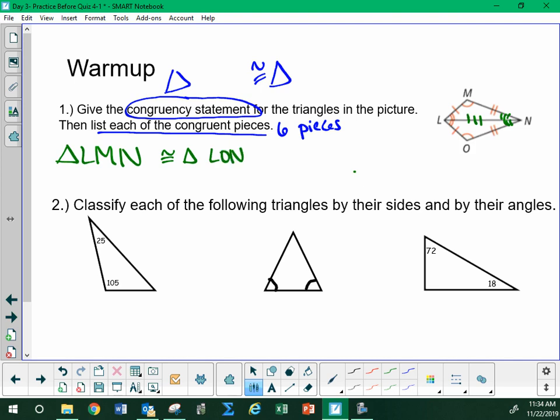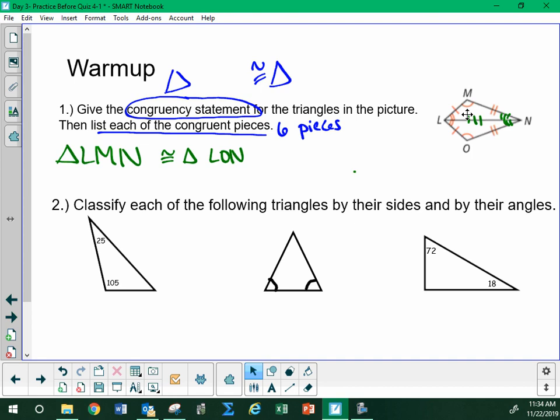Now please do a quick check to make sure that you have the correct pieces matching up. LM, LO. Those are indeed the same. That's the 1 tick mark. MN, ON. Those are indeed the same. That's the 2 tick mark. And LN, LN. That's the same. So please do that check to make sure that you have it in the correct order.